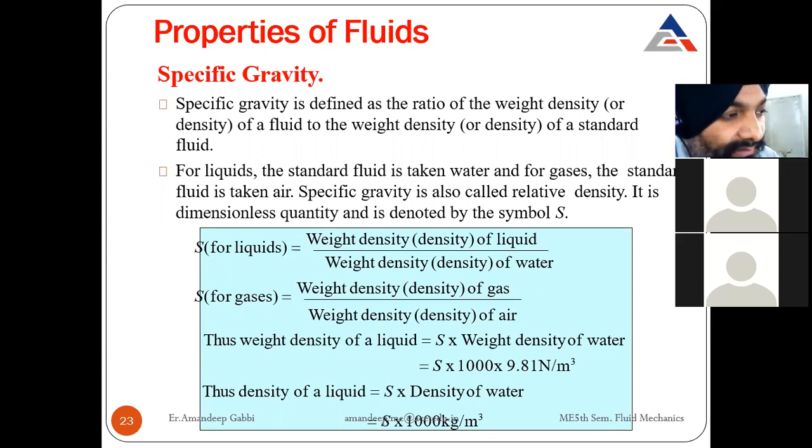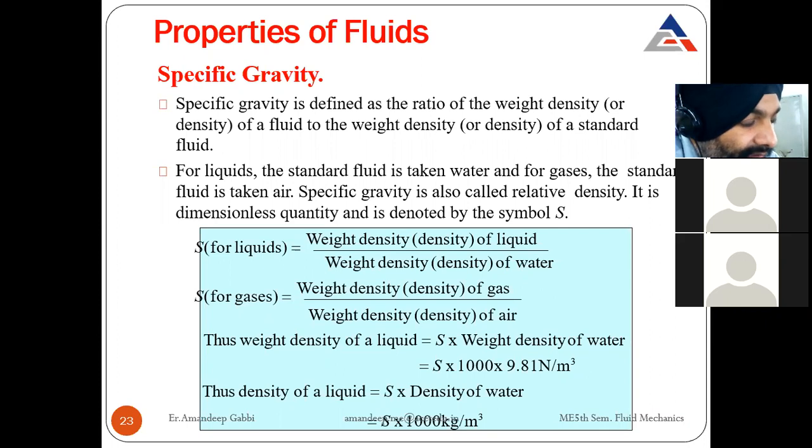So the standard fluid we generally use will be water in the case of liquids and air in the case of gases. So specific gravity is also called relative density. It is a dimensionless quantity and is denoted with symbol S.